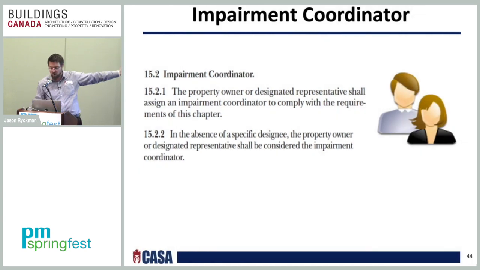So the impairment coordinator, it's actually in the standard, 15.2. It says the property owner or designated representative shall assign an impairment coordinator to comply with the requirements of this chapter. In the absence of that, if there isn't any, the owner or owner's representative has to take that place. And that's in the standard when using the NFPA 25 document.